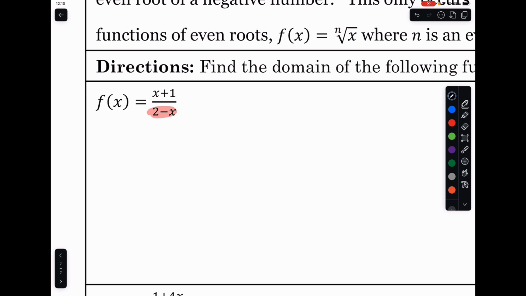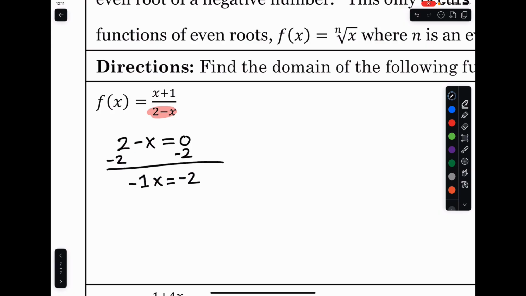So we're going to set our denominator of 2 minus x, let me just change the thickness of my pen, 2 minus x, and set it equal to 0. So we're going to solve this equation just simply using some algebra here. We're going to move the 2 to the other side. So we're going to subtract 2 from both sides. Negative 1x equals negative 2. We're going to divide both sides by negative 1. And x equals positive 2.